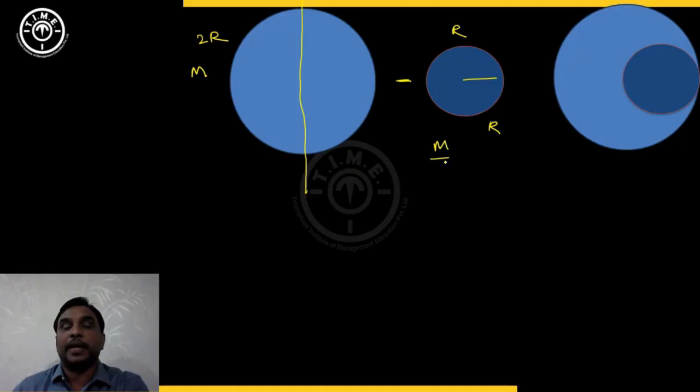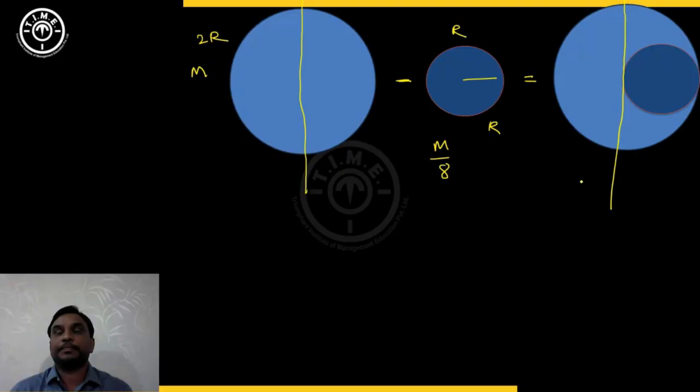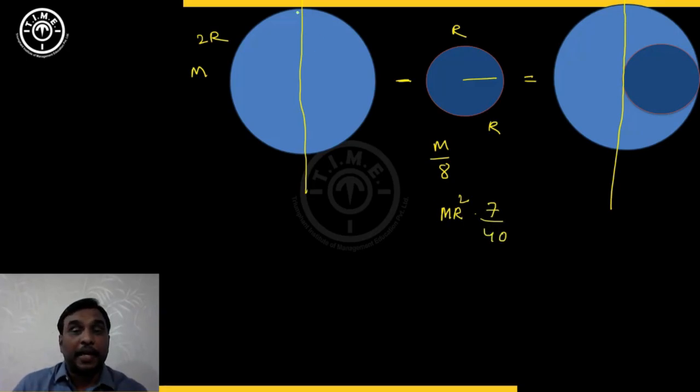Okay, that is what is equal to the bigger sphere with the cut portion. I want the moment of inertia about this axis, about that axis, of the rest part. Already I calculated the moment of inertia of the smaller portion. How much did I get? That is m r square into 7 by 40. Correct. Now let me calculate the moment of inertia of the bigger one. What is the moment of inertia of the bigger one?